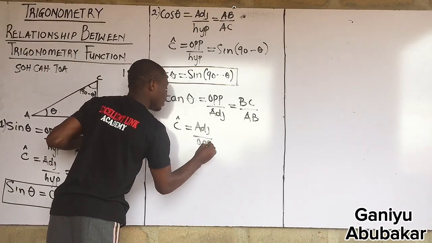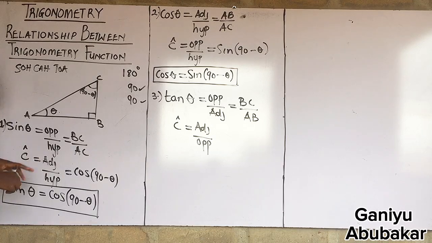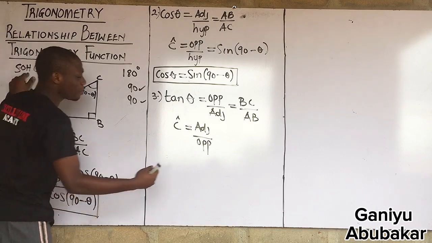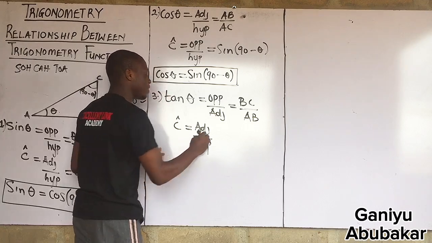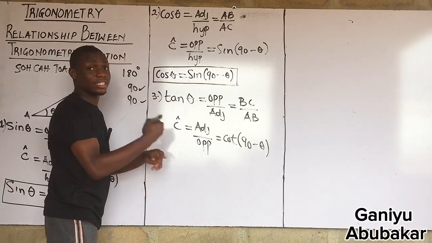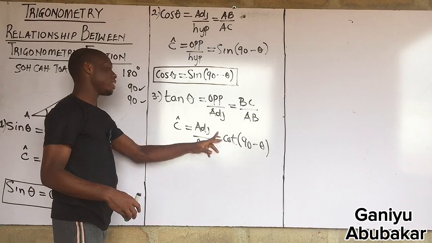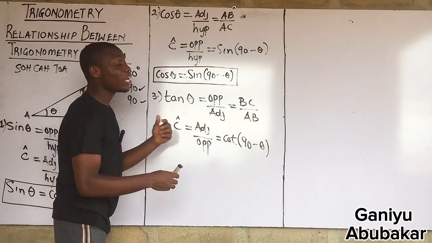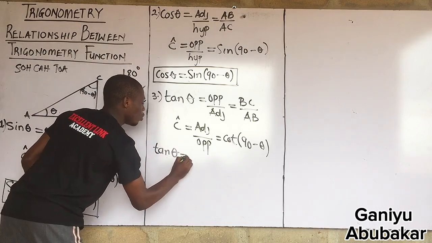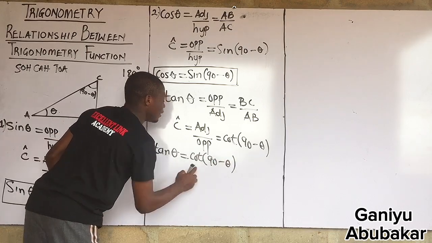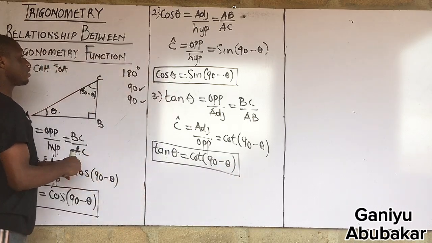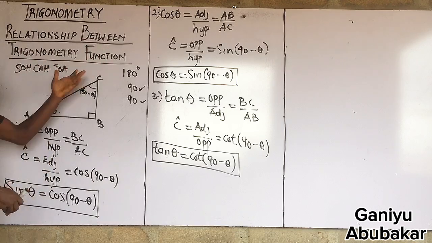Now looking at my SOHCAHTOA concept, there's never something like AO. Observe, this is AH, this is OA, this is OH. There's never something like AO. So adjacent over opposite represents the cot of 90 minus theta. If you check our previous class, when we were deriving some concepts, we said that cot is equal to adjacent over opposite, which explains why this one is cot. So tan theta is equal to the cot of the complement angle, which is 90 minus theta. Note this number 3, the third formula for the relationship between trigonometric functions.